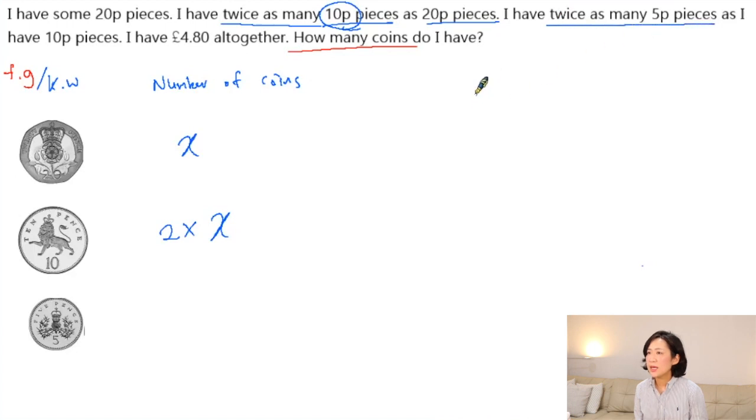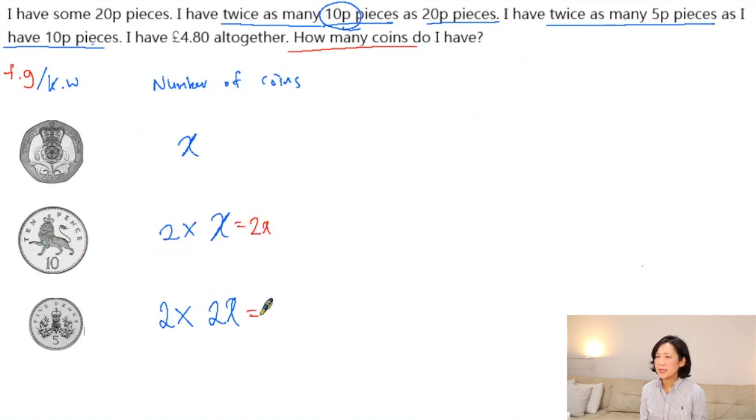Then again, twice as many 5p. So the 5p coins are twice as many as 10p. That means 10p is 2x, right? So 2 times 2x is the number of 5p coins. Then let's simplify it. 10p coins, we've got 2x. Then 5p coins, we've got 4x. Remember, this is the number of coins.